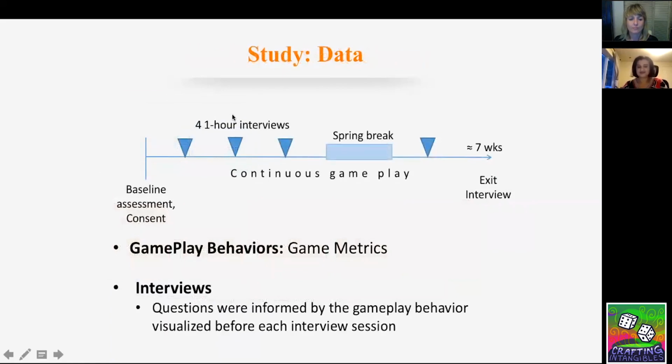So we ran a study, actually we ran several studies on this particular product, but one of them we ran over 7 weeks, where we gave the people the game to play, and we asked them for interviews every week. So they would come for about a half an hour interview. And there were 4 of them during a 7 weeks period. There was a spring break in the middle.